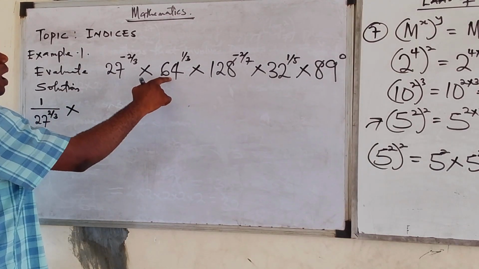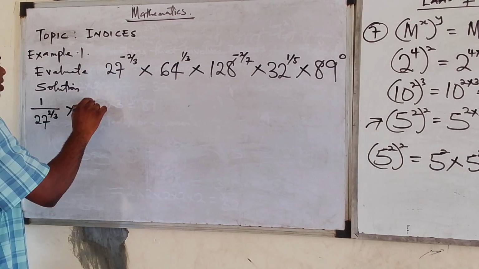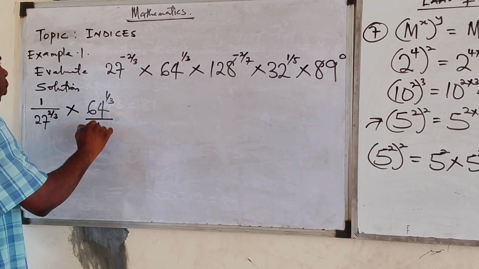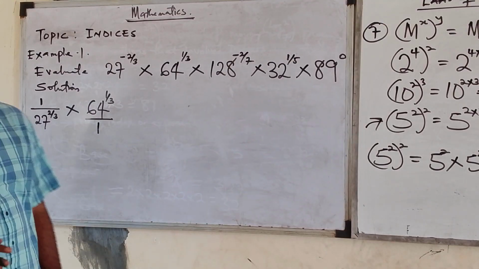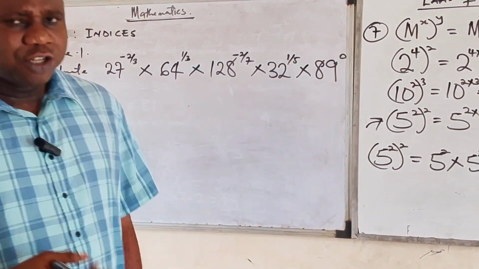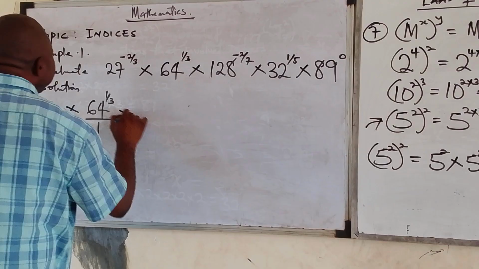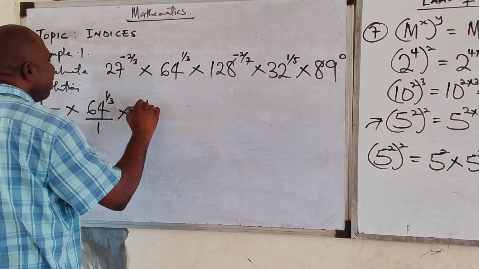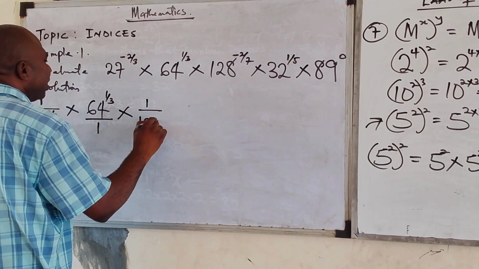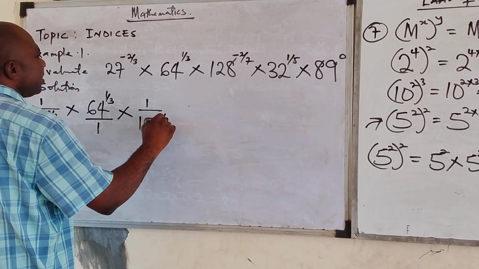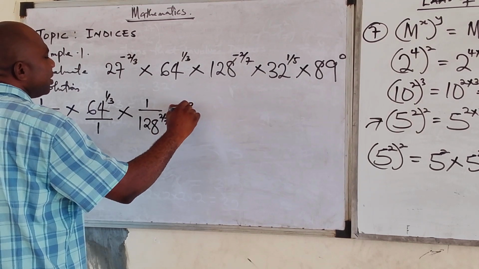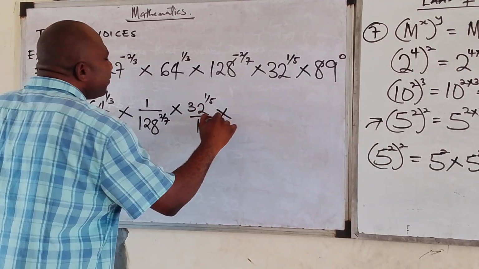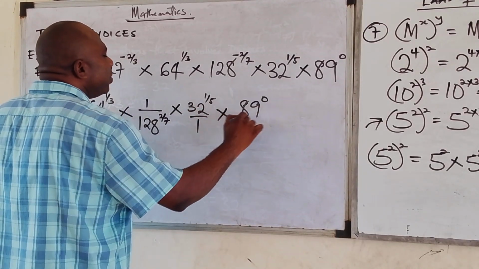Okay, so here, this 64 has no negative power. So this is the same as saying 64 raised to the power of 1 over 3 divided by 1. Because we all know that any number divided by 1 is that number. So here we have times, there is another function with the negative power. So we have 1 over 128 power 2 over 7. Then we have times 32 power 1 over 5 divided by 1. Then here we have times 89 power 0 divided by 1.